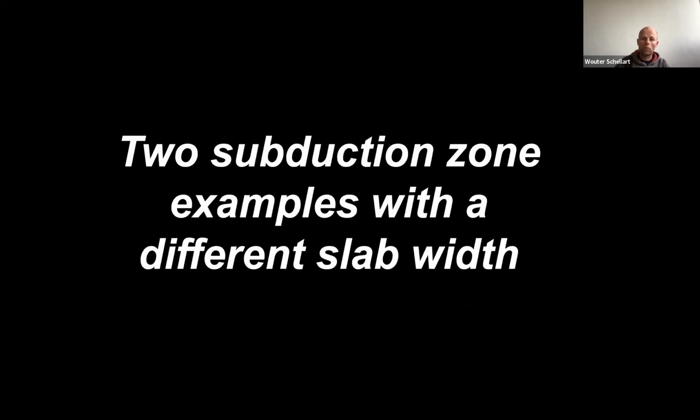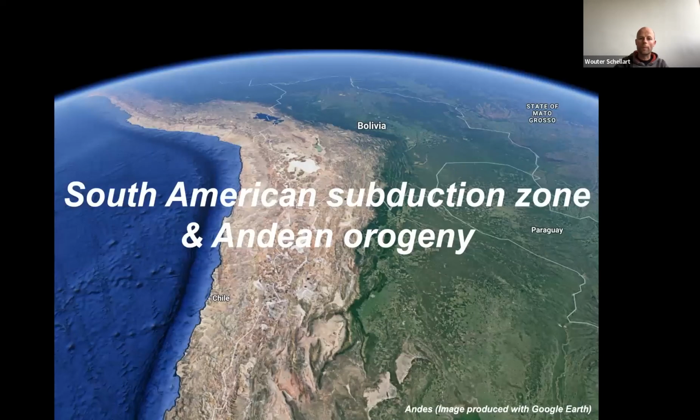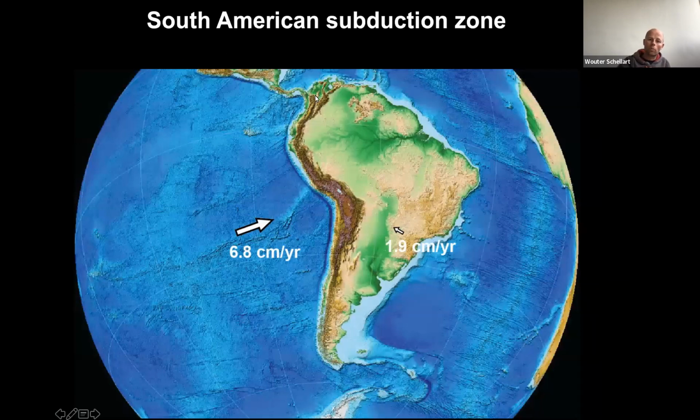So let's have a look at two extremes, two examples of subduction zones, one with a very wide slab and one with a very narrow slab. The wide slab type example is the South American subduction zone, where we find this massive Andean orogen, right, about 7,500 kilometers from north to south, from Colombia in the north to Patagonia here in the south. Now, what's remarkable about the South American subduction zone?